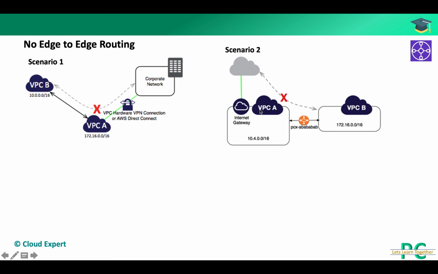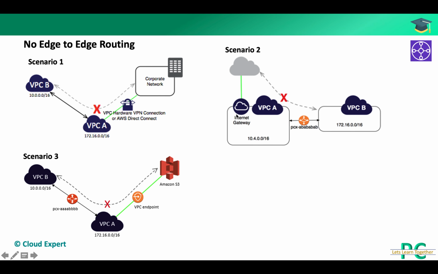So that is what I tried to explain here. Let's say you have a dedicated VPC peering connection between A and B, and you have an internet gateway in VPC A. Now if VPC B wants to use that internet gateway, it will not be able to access the internet via the internet gateway in VPC A. And the third point is, let's say you have a dedicated VPC peering connection between A and B, and you have established a VPC endpoint in VPC A, and now you want to connect to, let's say, an S3 bucket from VPC B. You won't be able to, because the peering connection does not support edge-to-edge routing.